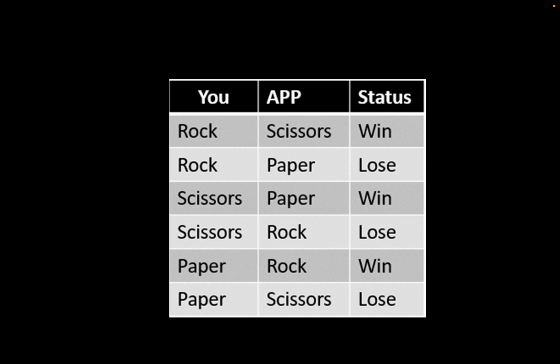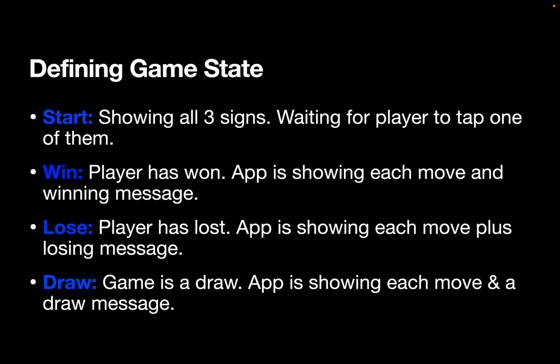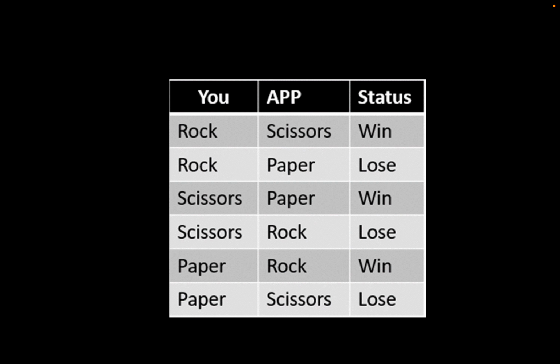And this for the win, the start is pretty obvious. The draw is also obvious, but for the win and lose, these are all the combinations of possible win and lose. So when player one, which could be you or whatever player that's playing the game, throws up a rock, and the app or the computer throws up a scissors, it's a win. Rock and paper, it's a lose. Scissors and paper is a win, and so on and so forth.